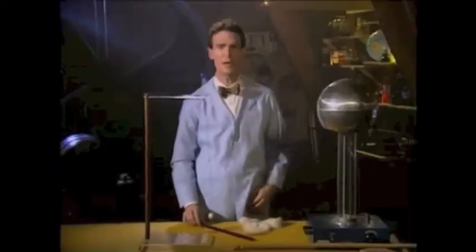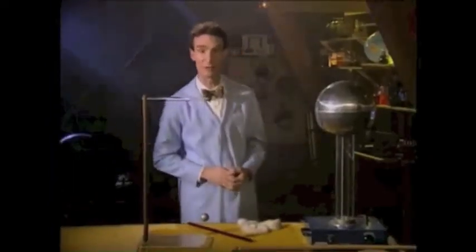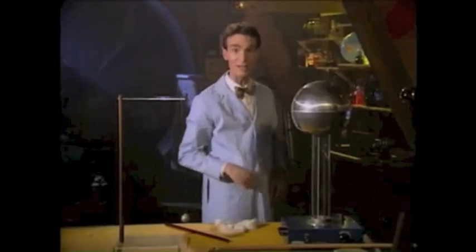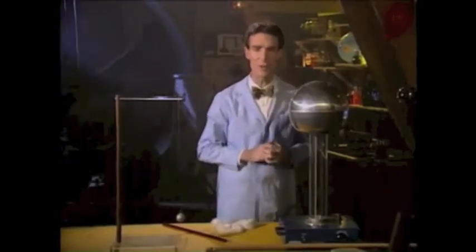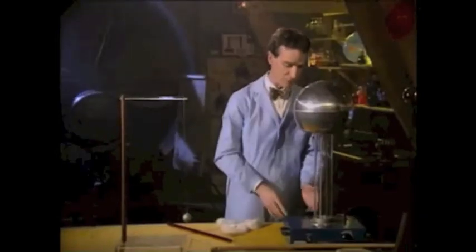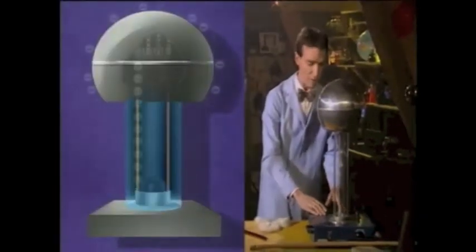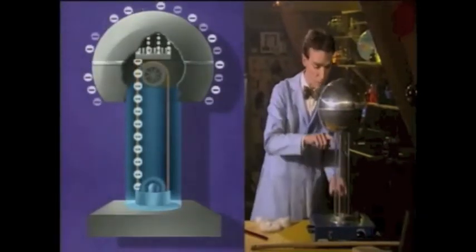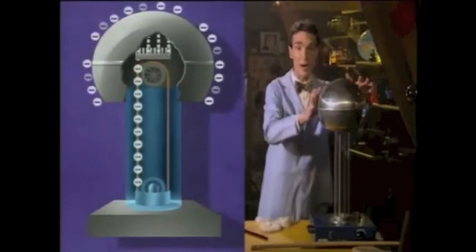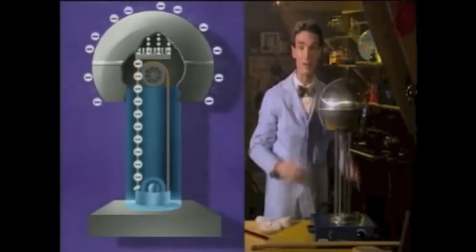Now suppose we want to make a big static electrical charge. Well, we could use something like this. This is called a Van de Graaff generator. It's named after Robert Van de Graaff. So here's what happens. Electrical charges are deposited on this rubber belt. The rubber belt turns and redeposits the electrical charges up here on this metal ball.